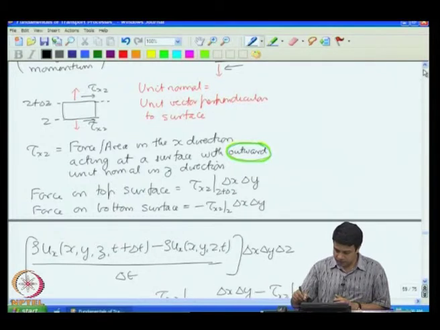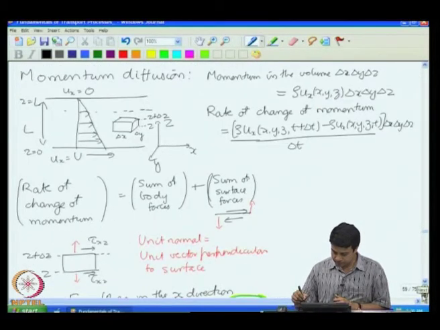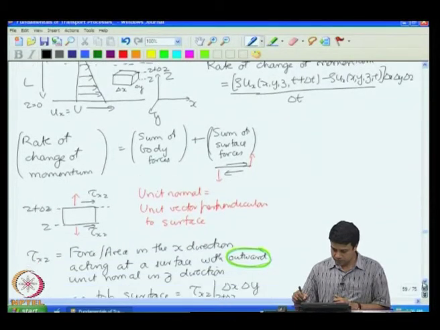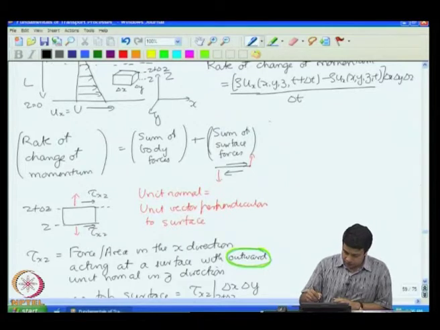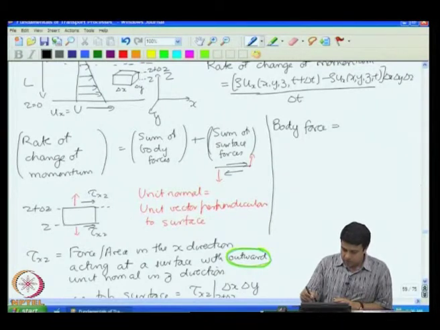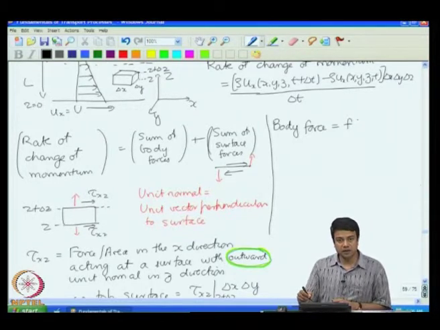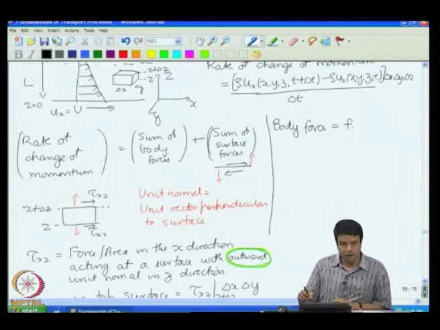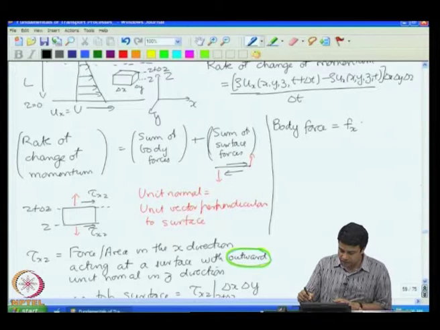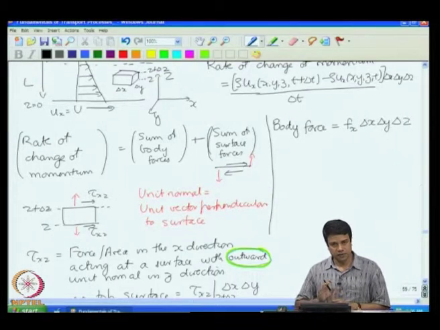Now, what about the body forces? The body force will in general have the form of some force. In this particular case, we are looking at momentum balance in the x direction for the x component of the velocity. Therefore, the body force will be of the form f x times delta x, delta y, delta z. The x component of the body force times delta x, delta y, delta z. So, it has the form of a force density, force per unit volume, times the volume itself.